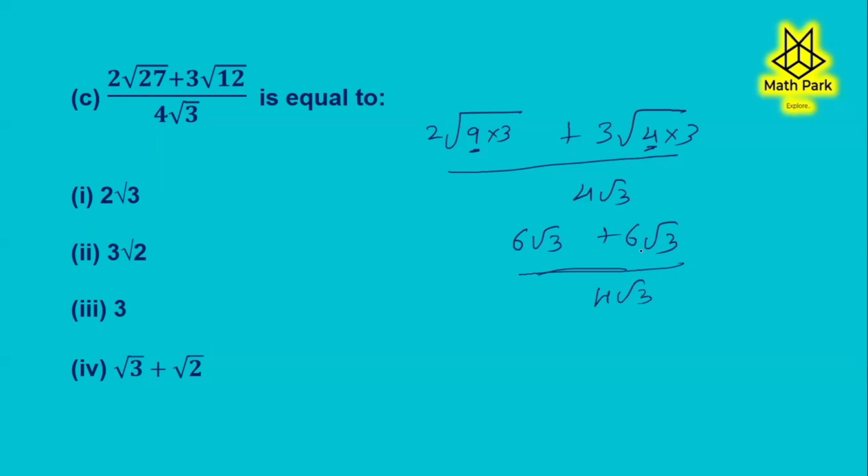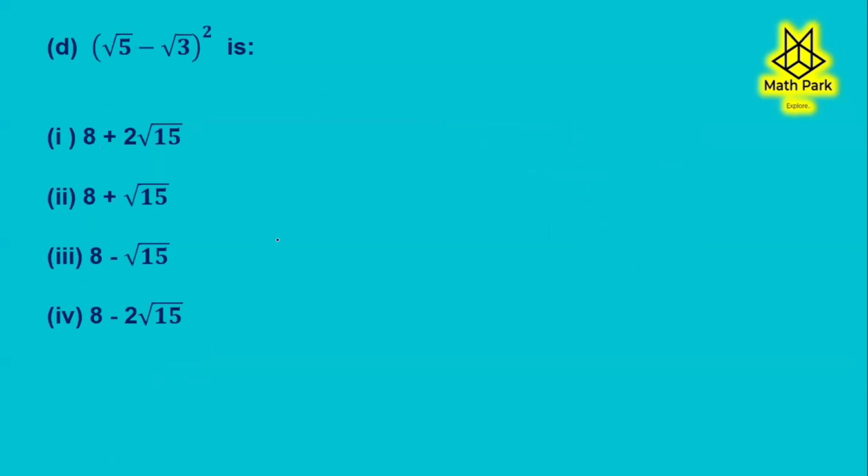And 6 root 3 plus 6 root 3 is 12 root 3 upon 4 root 3. Root 3 got cancelled, 4 times 3. So the answer option is the third one. 3 is the correct answer.